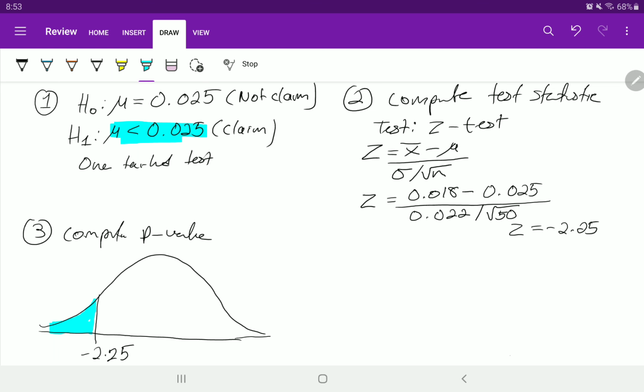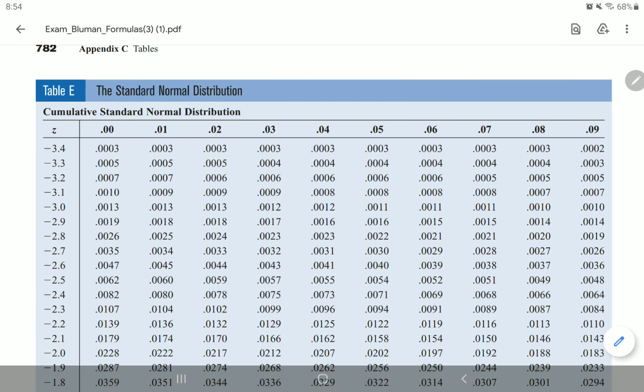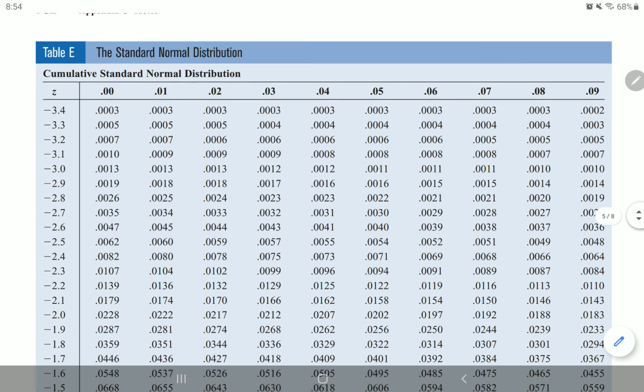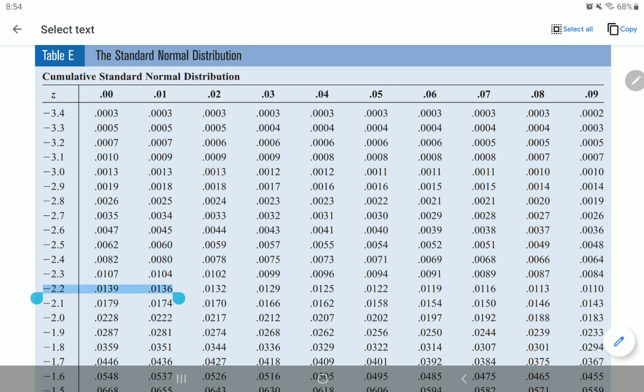Once I do that, I'm now going to go to my z-score table because I want to find the probability that z, in this case, is less than negative 2.25. Using notation that I did back in videos, I think 22, 23, 24, 25. Negative 2.25. Go down to negative 2.2, scroll over to the 5. That probability is going to be 0.0122.